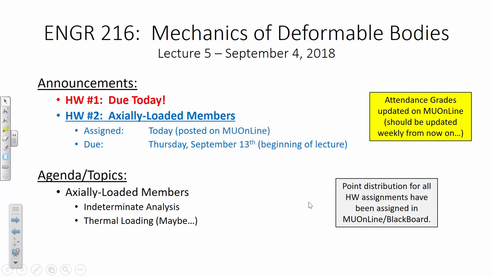Homework number two has already been assigned. It's on Blackboard. It's due not Thursday, but the following Thursday. After today, you should be able to handle most of the assignment. The only thing that might be a little unclear after today is thermal analysis and thermal loads. But if we don't cover that, or at least start talking about it today, we will definitely cover that on Thursday. So you'll have a good week to handle this assignment.